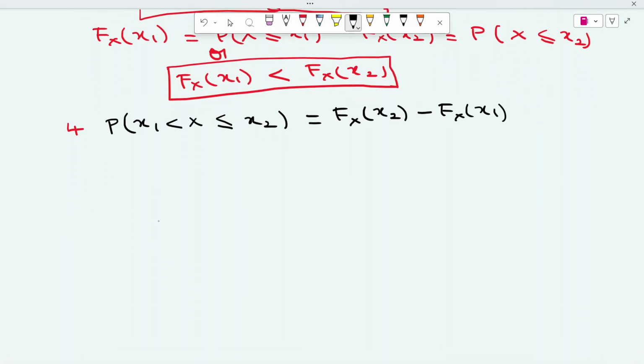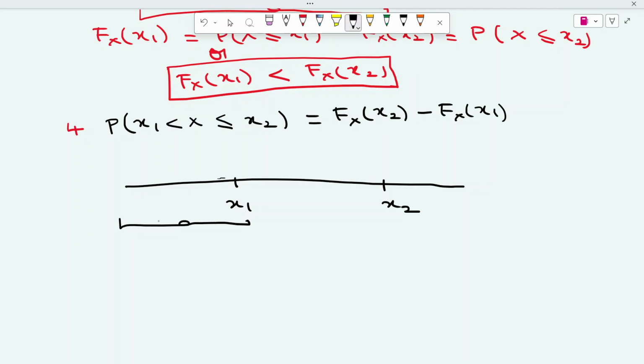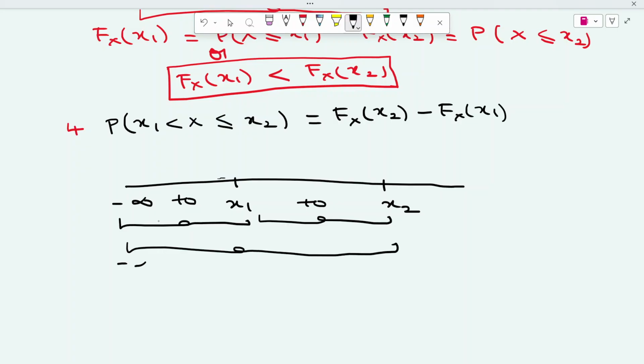Again we'll take the real axis. For example, x1 is here and x2 is here. This thing covers from minus infinity to x1, whereas this covers x1 to x2, whereas this entire thing covers minus infinity to x2, friends. Is it clear, friends? This range covers from minus infinity to x2.